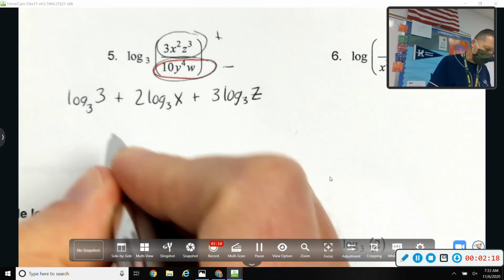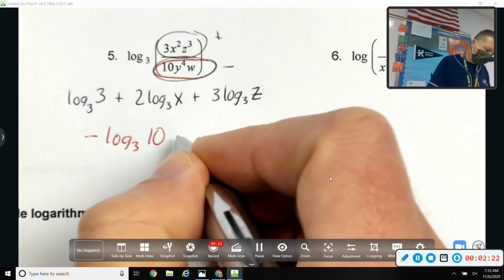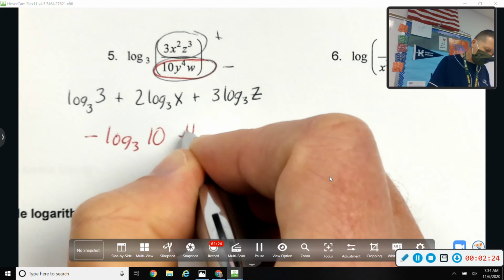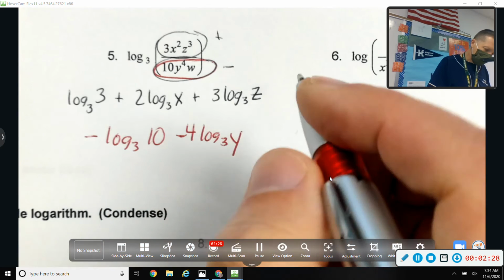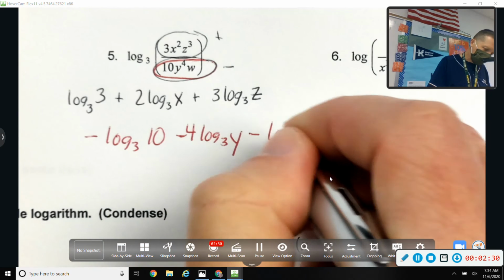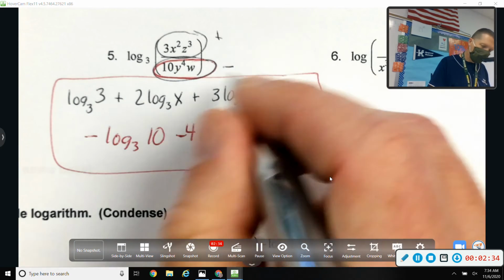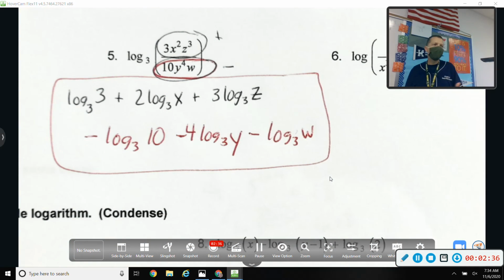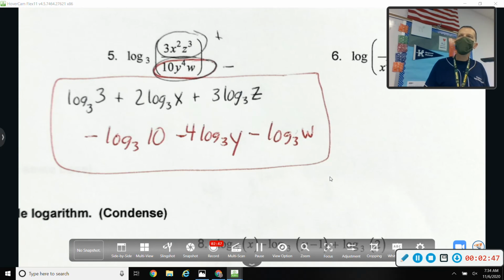The bottom will subtract, so minus log base 3 of 10 minus 4 log base 3 of y minus log base 3 of w. So kind of annoying to have to write it all out, but not very difficult. And I suspect most of you will soon get to the place where you can do what I just did, and that's just jump to the final answer.